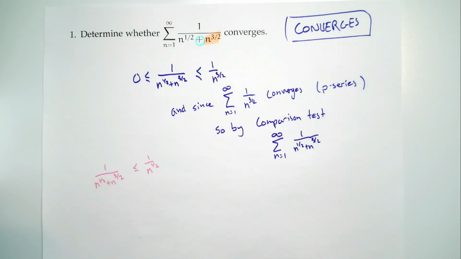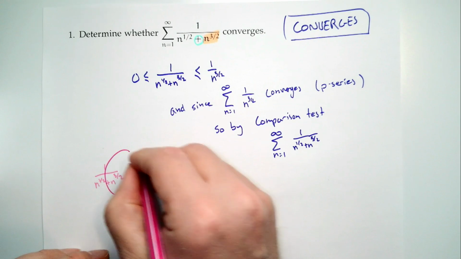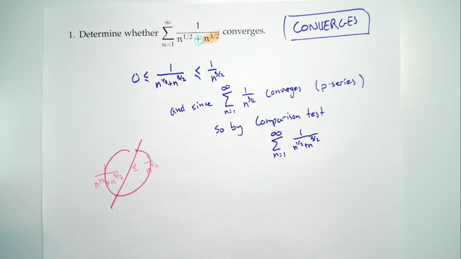Okay, so why didn't we use that? Well, look at the sum of 1 over n to the half. Does that converge or diverge? Well, it's a p-series, but this time it's a p-series which diverges. And if I have something below diverging, then I get to make no conclusion. So this is useless. So we're not going to do that. All right, so that's number 1, converges.